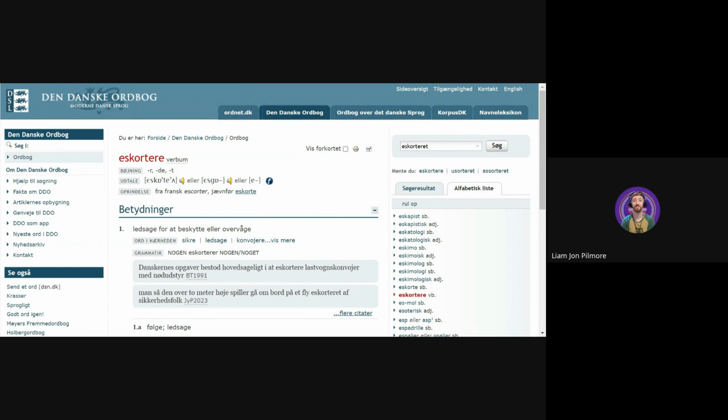And if you didn't know, the Danish dictionary here should be your best friend. It tells you here if it's the verb, if it's the noun. And here under binding, it tells you how to write the present tense, eskortere, eskorteret, past tense, or eskorteret with a T. Før nutid, før datid. There we go. Present perfect, past perfect.